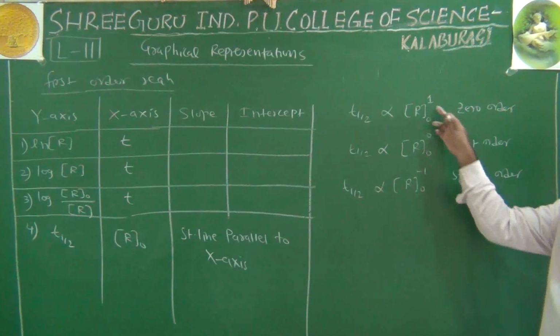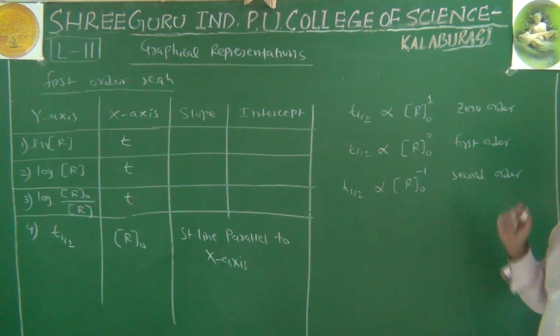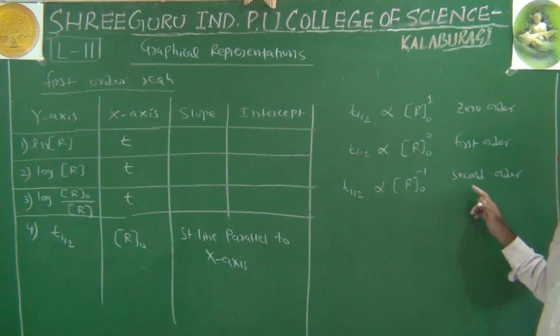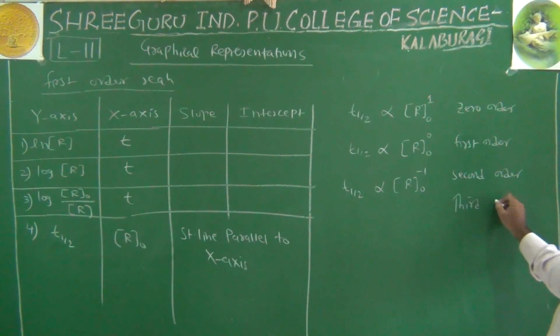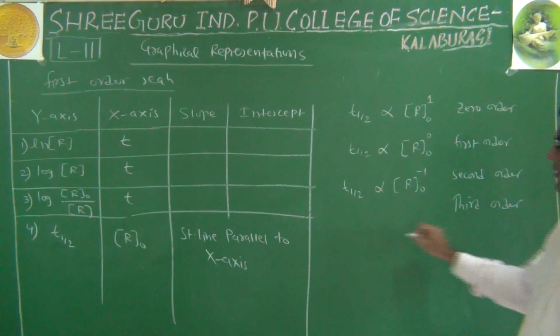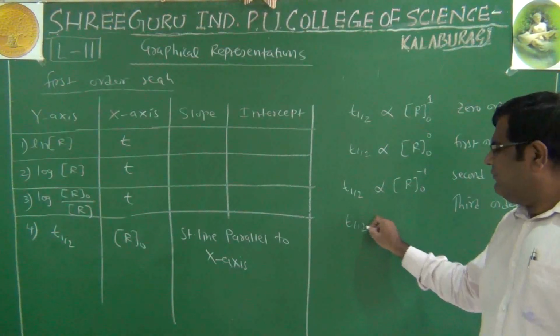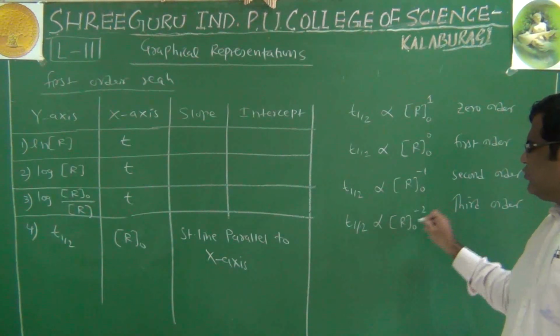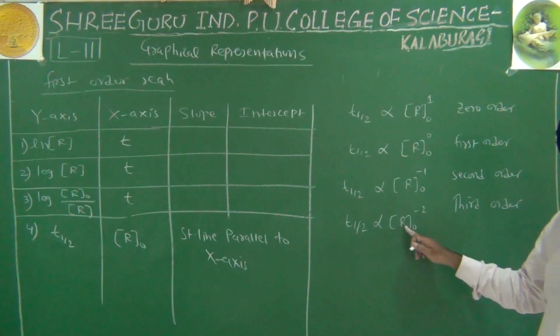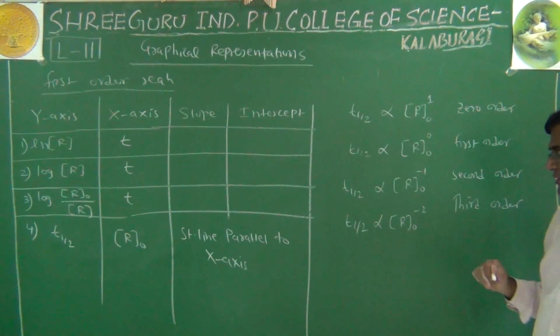In the same chronology, I will write this 1, 0, and this is negative 1. This is for second order. If you want to know the relation for third order, you can write this as T half is directly proportional to R0 raised to minus 2, means inversely proportional to square of the initial concentration.